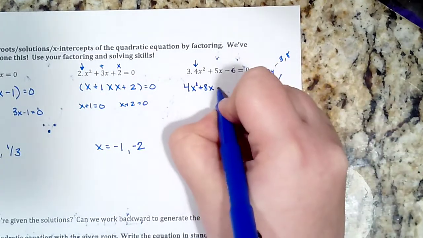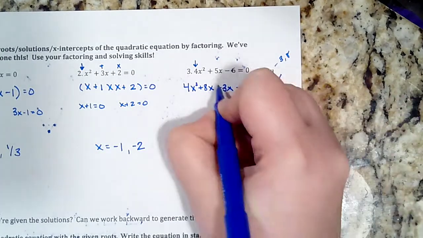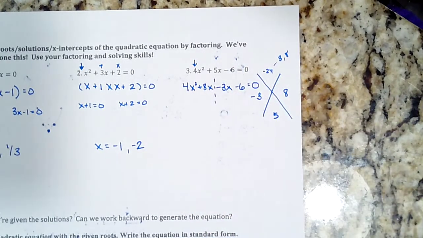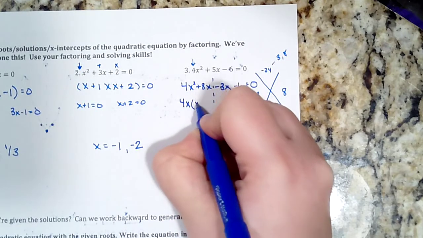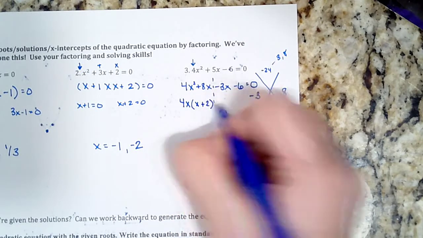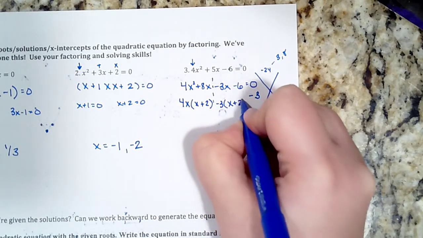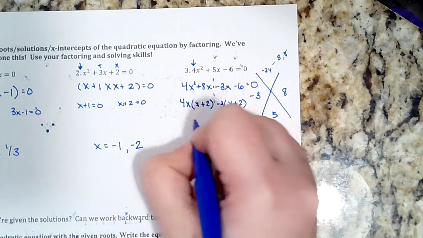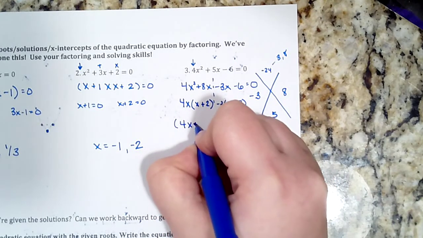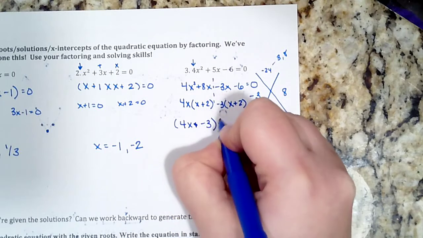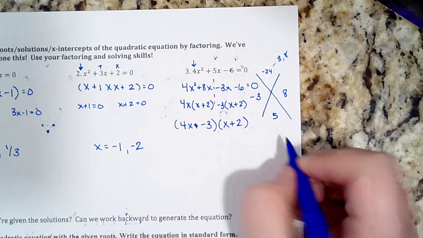4x squared plus 8x minus 3x minus 6 equals 0. And then we factor by grouping. These two have a 4x in common. I'm left with x plus 2. These have a -3 in common. I'm left with an x plus 2. I rewrite this in 2 parentheses to create a product. This should have been a negative. I apologize.